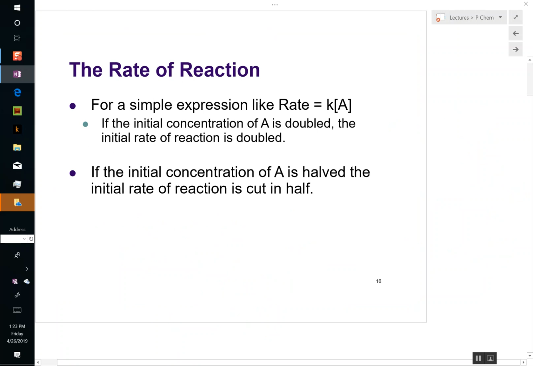Okay, so we end up with this simple rate equation: rate equals k times the concentration of A. If the initial concentration of A is doubled, the initial rate of the reaction is doubled. Now, we're writing out a rate law here, and what we haven't talked about yet is the order of that reaction. But if that was a first order reaction.